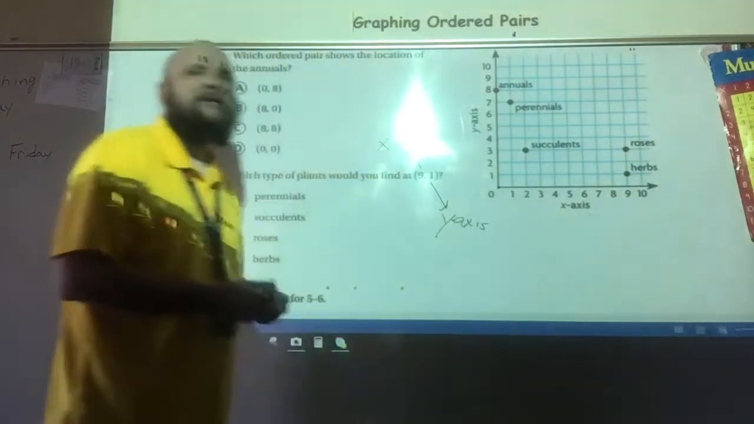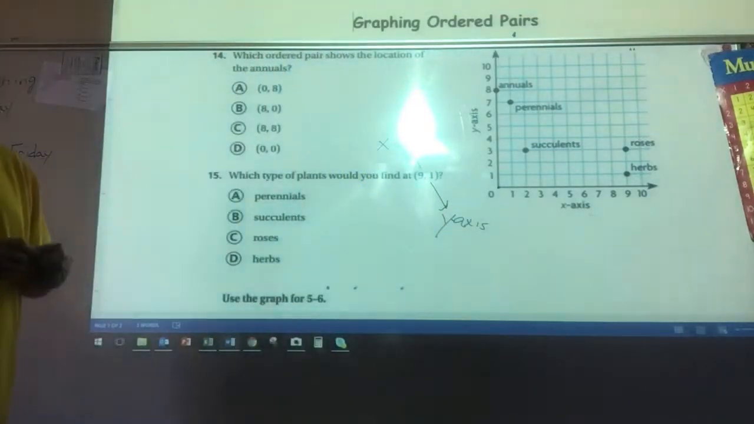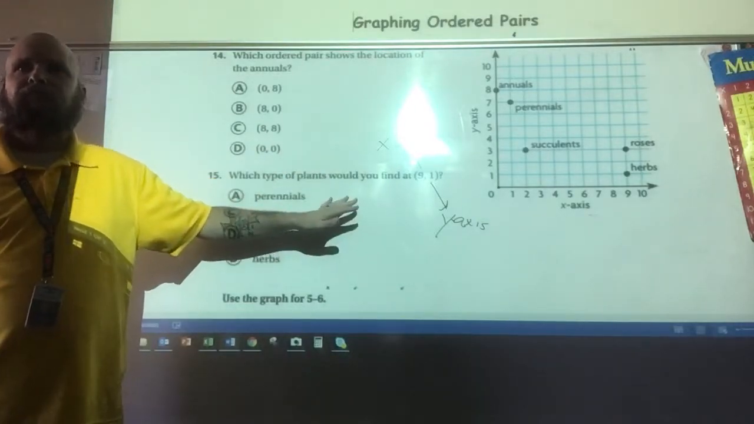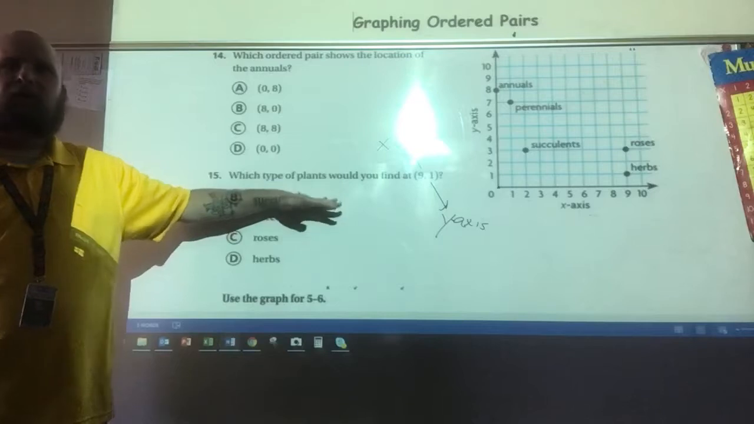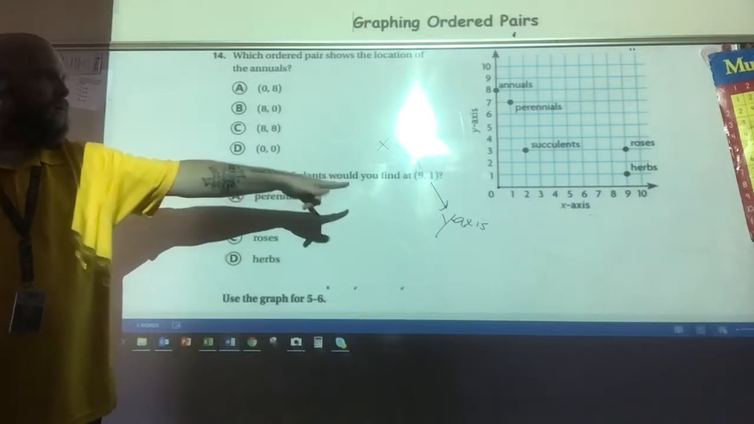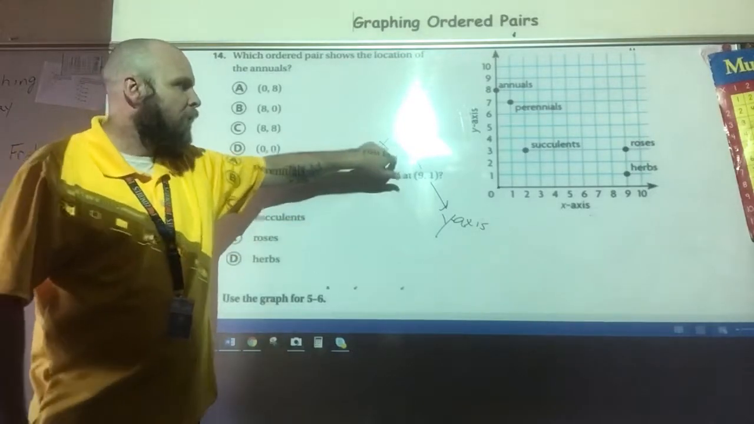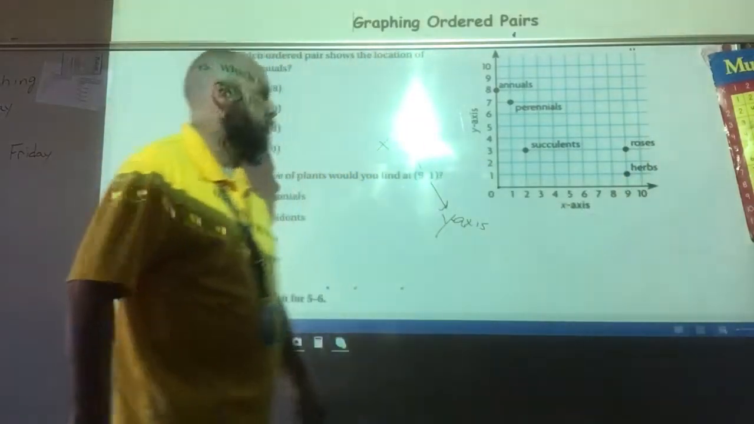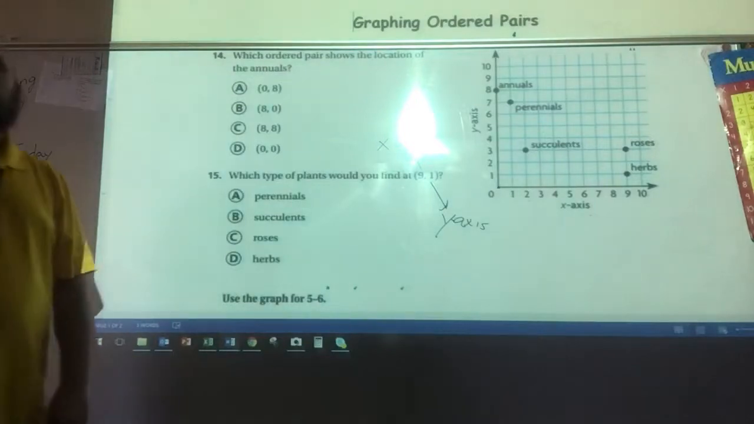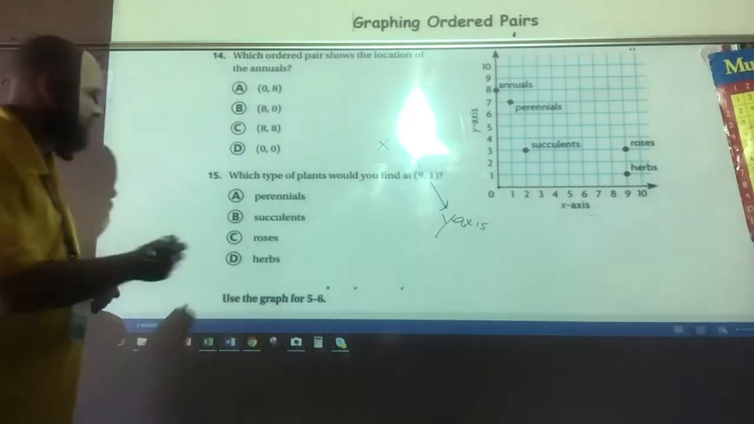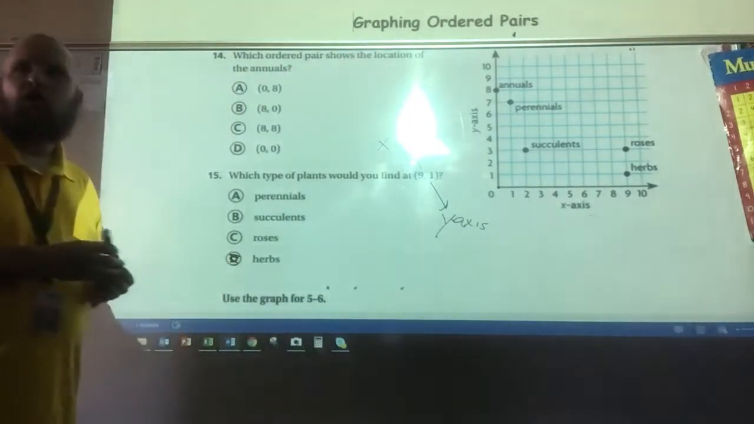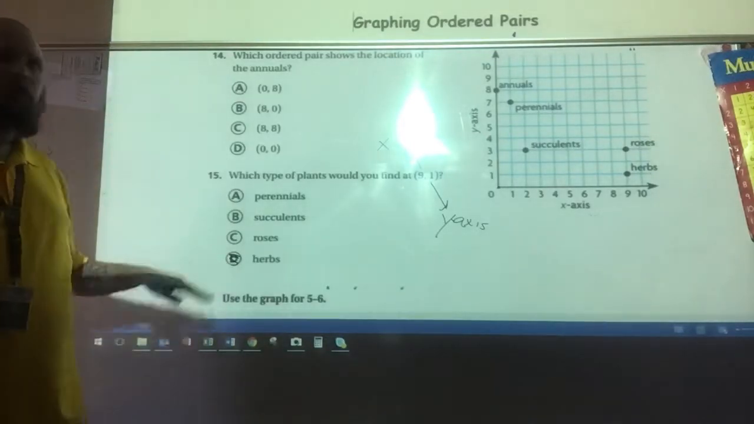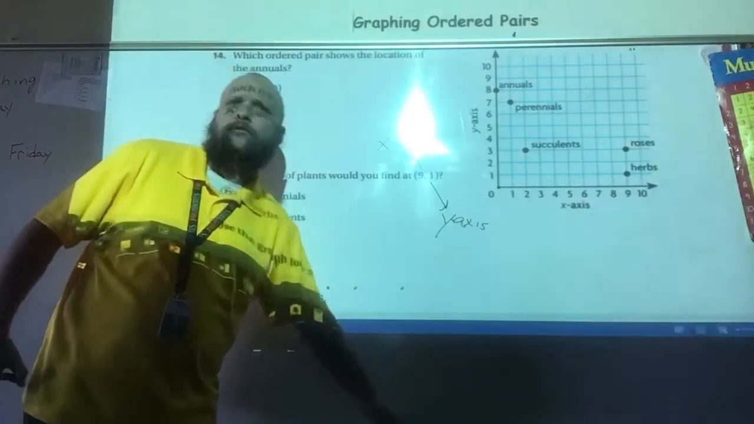But you see, even when I'm doing simple problems like this, I can put notes on there to make my life easier. So 9, 1. So I go 9 on the x-axis, 1 up on the y-axis, and my answer is what, Lainey? Herbs. Good. My answer is herbs. Yay. Actually, you'd probably say herbs, but herbs sounds more fun.